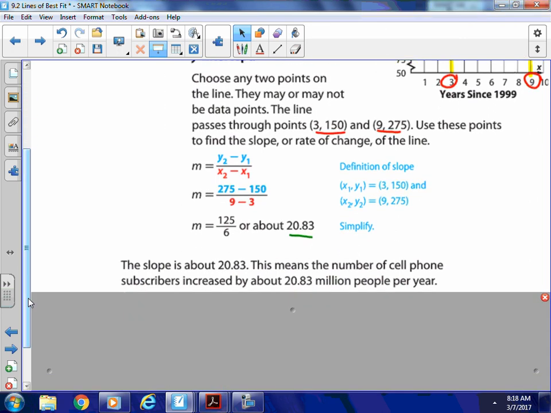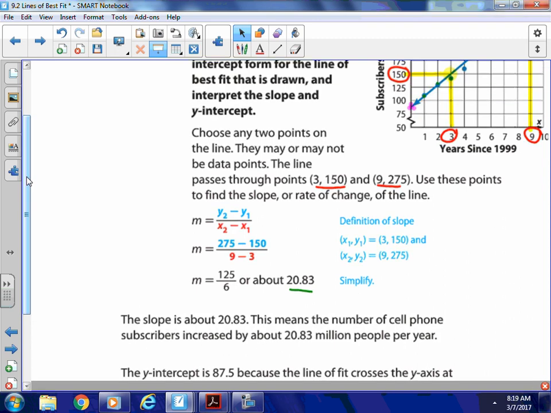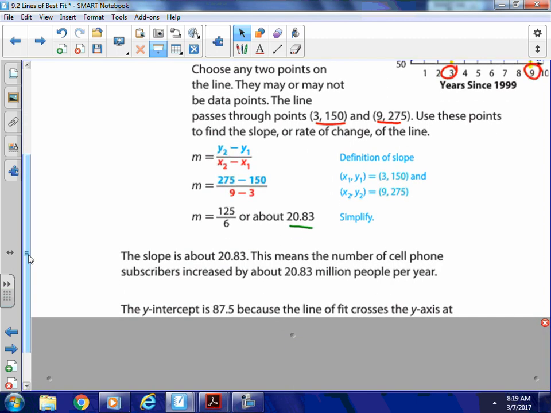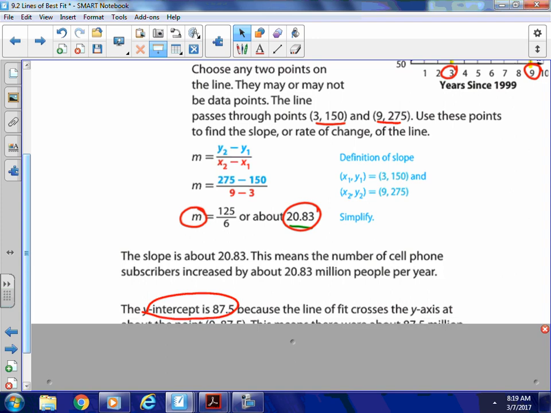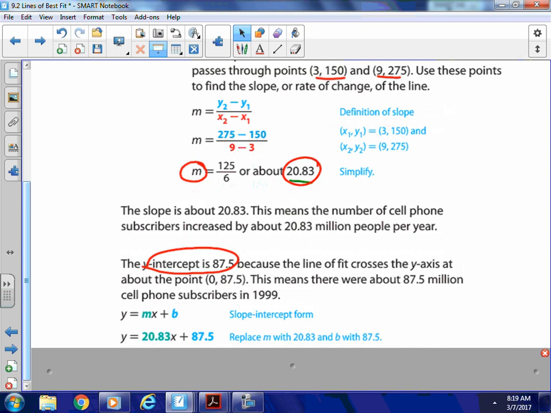Now we need to get the y-intercept. Well, we're lucky. We don't have to calculate it. I see it. The y-intercept is where we cross on the y-axis. It appears to be halfway between, and the book shows 87.5. So if we know m, and now we see b, we can write our equation. y equals mx plus b, we can plug in our numbers. y equals 20.83x plus 87.5. And that's the equation we would use to make a prediction for the future.